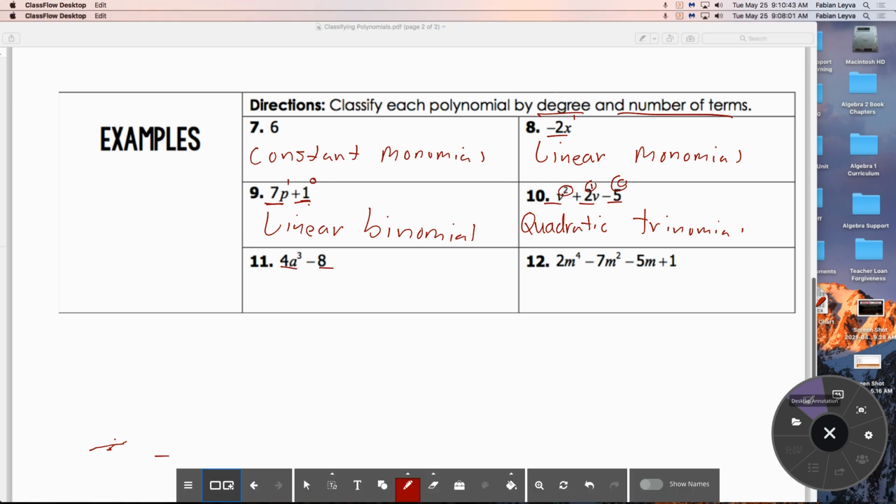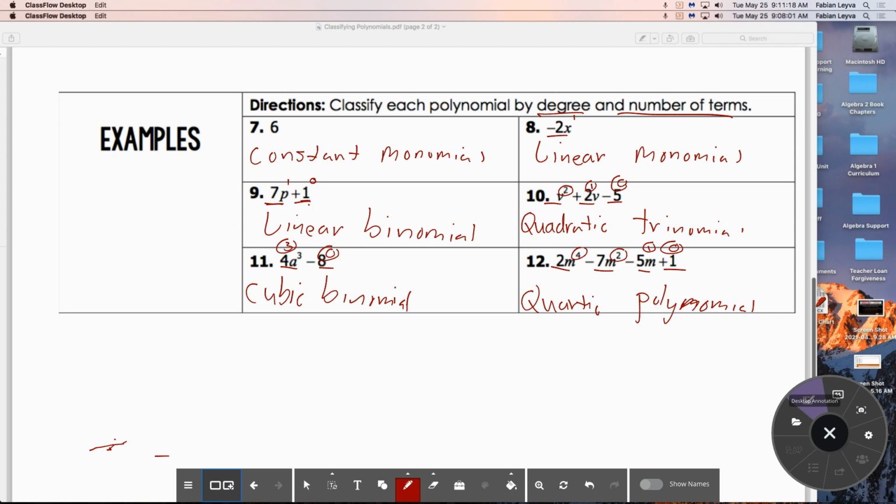So if I look at this one, I notice I have 2 terms. That means it is a binomial. Now notice that this is a degree of 3. This is a degree of 0. Biggest degree is 3. So that means it's cubic. Now if I look at this, I have 1, 2, 3, 4. What do we call something with 4 terms? Exponent of 4, exponent of 2, exponent of 1, exponent of 0. So it would be a quartic.